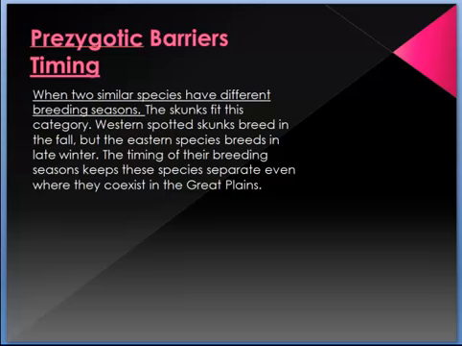Pre-zygotic barriers in terms of timing: when two similar species have different breeding seasons, the skunks fit this category. So if one species differs in breeding season from the other, then neither of them will be able to reproduce with one another because they'll be reproducing at separate times. The western spotted skunk breeds in the fall while the eastern species breeds in the late winter. So the timing of their breeding seasons keeps them apart.